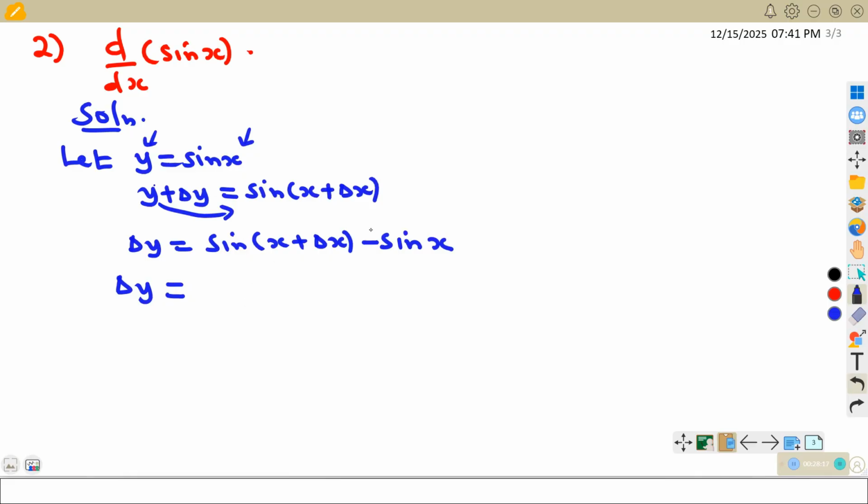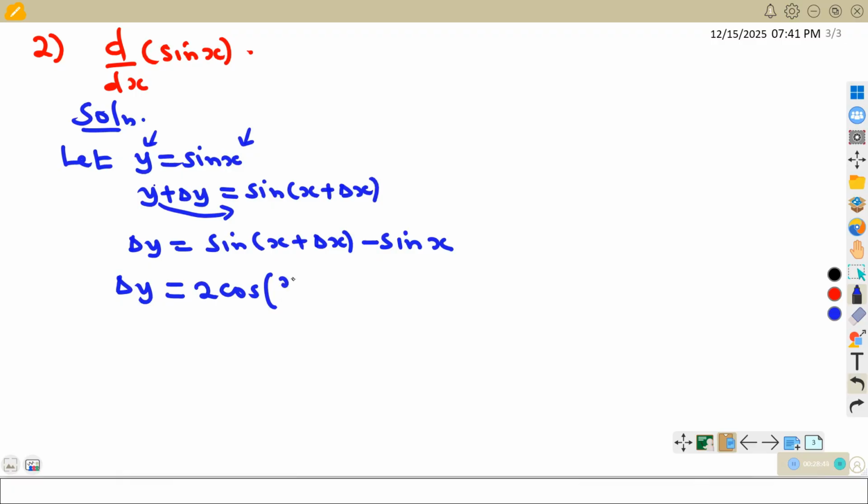If you have sine minus sine, can anyone remind us what this one becomes? For those who are following, what will this one be? 2 cos. Yes, it will be 2 cos into bracket.